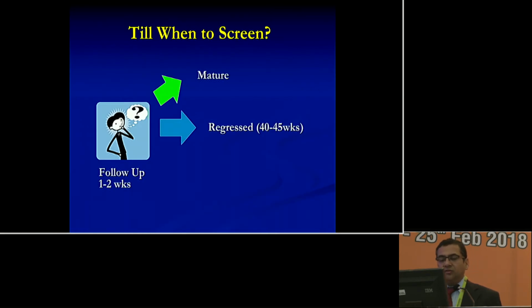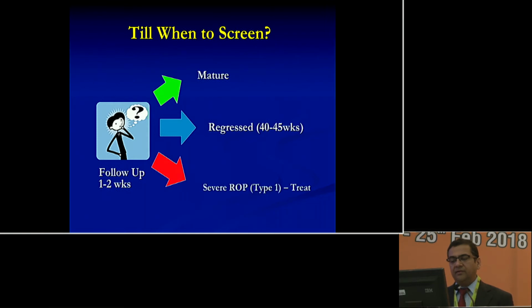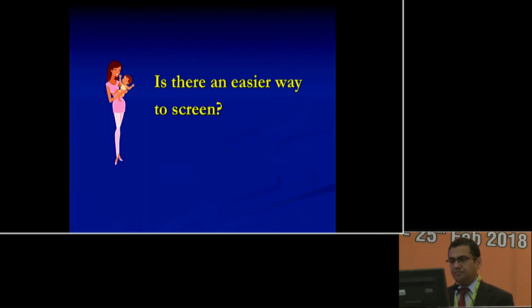And till when should you screen? So you should follow up from 1 to 2 weeks, depending on the zone and stage of the disease, and you follow up till the retina is mature, which basically means it is 1 disc diameter from the ora serrata, or the disease regresses spontaneously on its own, and this usually happens by 40 to 45 weeks of post-conceptional age. And if the disease is severe, you can go ahead and treat the disease, and it regresses, and you follow up till the disease regresses. Obviously there are other treatment protocols for anti-VEGF and advancing ROP, which will be discussed in the later talks.